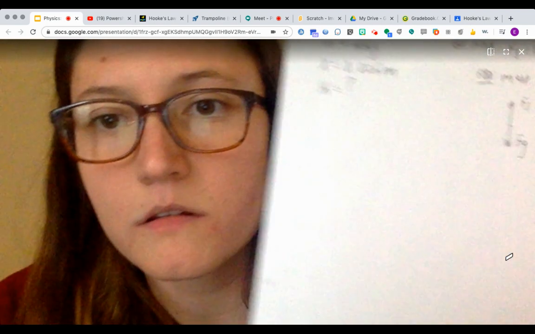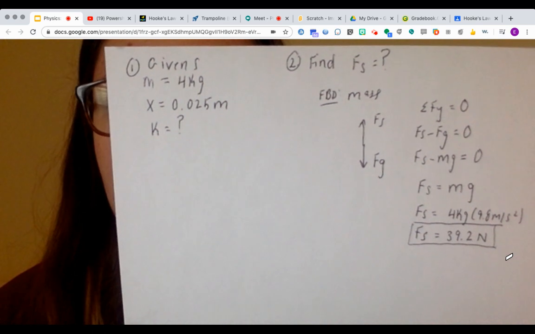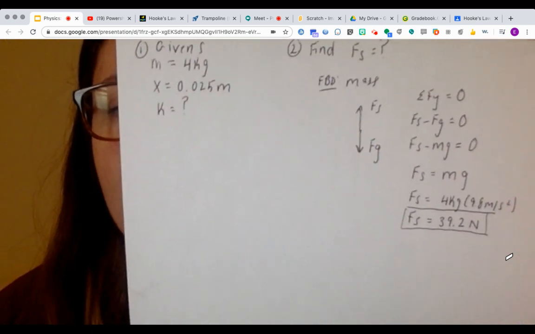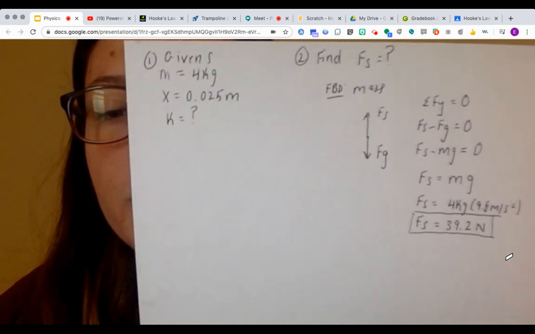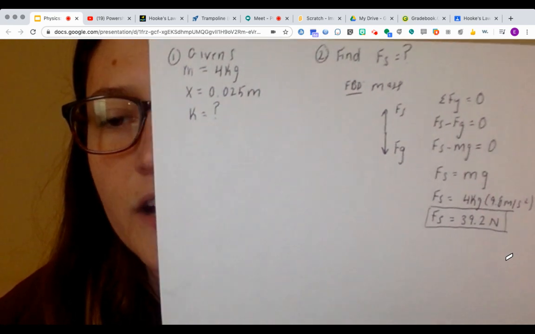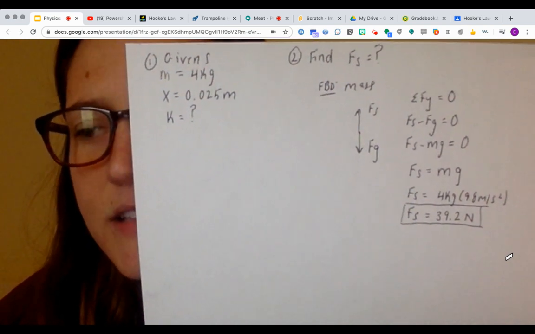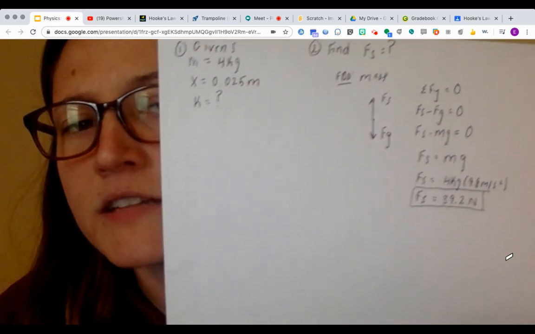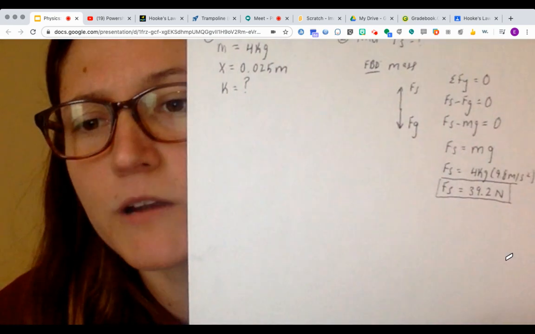So when we draw a free body diagram for our mass, we sum the forces in the y, we find that the restoring force, or the force applied by the spring, would be equal to the object's mass times gravity, right? That's the definition of force of gravity, the object's weight. Mass times the acceleration due to gravity. We'd get that the restoring force is 39.2 newtons. Now that we have the restoring force, we can use Hooke's law to find the spring constant.